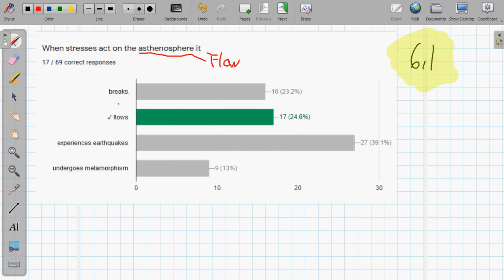Now we can compare this to the lithosphere. The lithosphere is the crust that we live on and the upper part of the mantle. It's rigid. Okay, it breaks. It does not bend or flow. It just breaks. That's why we have earthquakes. The asthenosphere, on the other hand, can flow. So it's more plastic. And that is in your textbook.